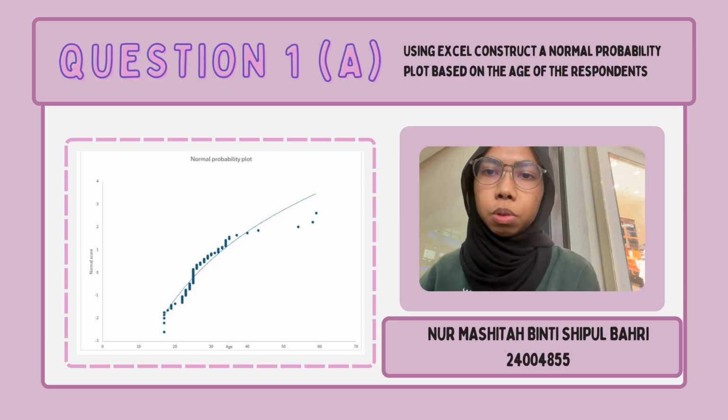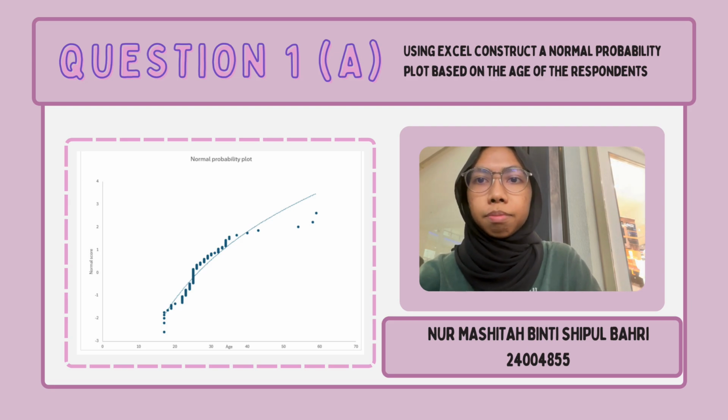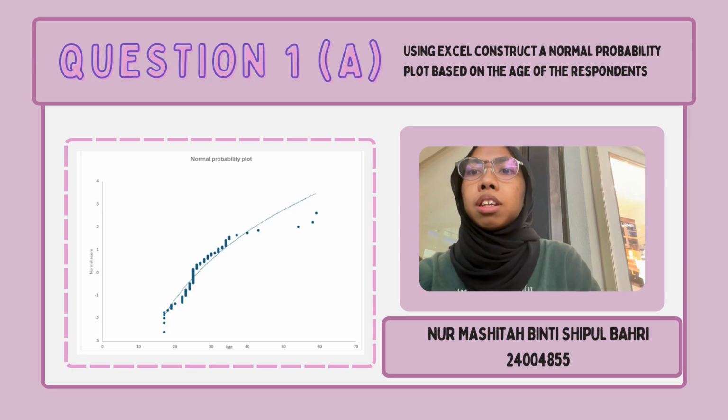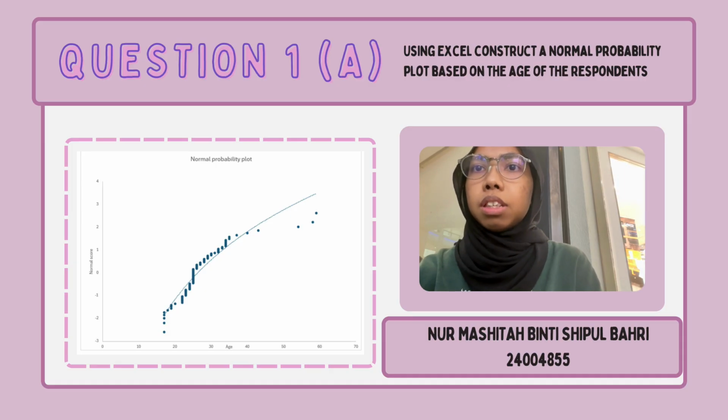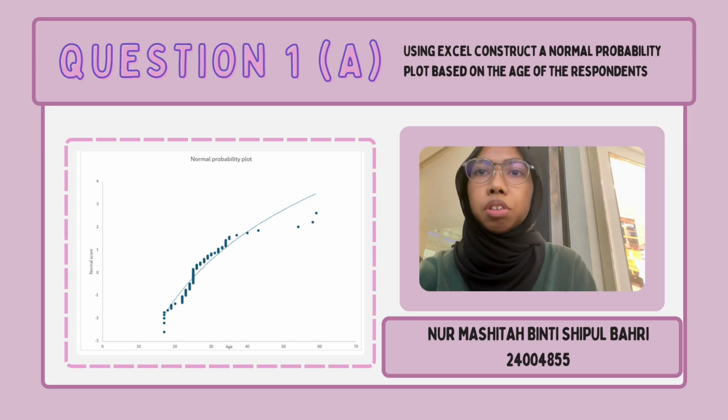240045 will talk about question 1A, where the question asks to plot a normal probability plot using Excel. Based on the diagram, the normal probability plot for each shows a deviation from the diagonal line with a convex pattern. This suggests that the data is right skewed and not perfectly normally distributed. This means that most of the respondents are relatively younger, with fewer older individuals stretching the distribution to the right.